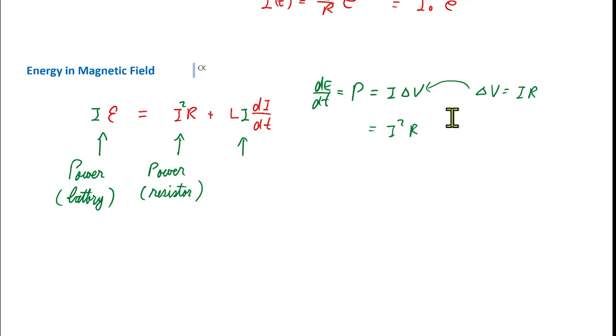So the total power that is delivered by the battery, some of it is used to heat up the resistor, and the remainder must be stored in the inductor as a form of potential energy. Good? So this is also power. Okay, so this is the rate, the derivative of energy stored in the solenoid.